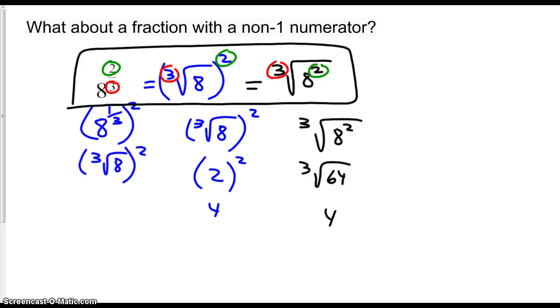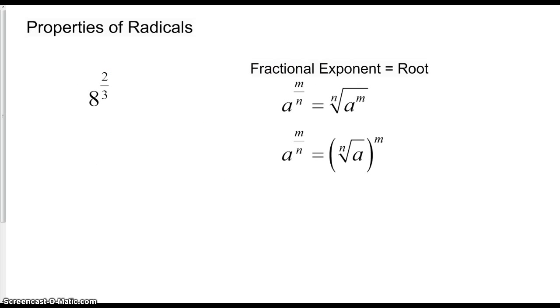Right? 8 to the 2/3 you can either write as the cube root of 8 and then square that whole thing, or the cube root of 8 squared. Okay, so here that's written out as a property: a to the m over n power is either the nth root of a to the m or the nth root of a quantity to the m power.